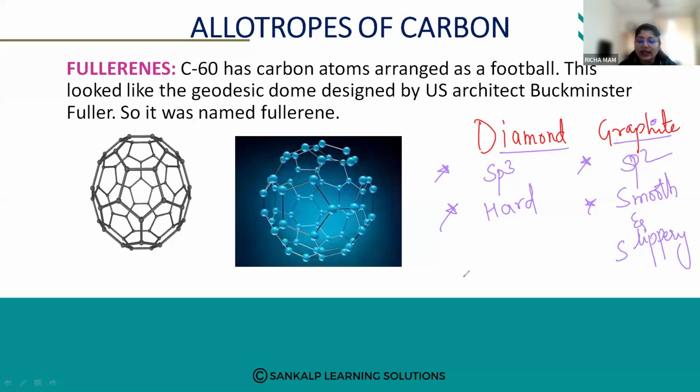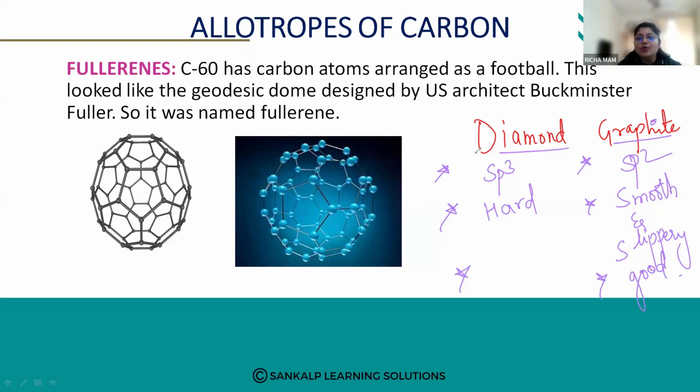And when you see diamond, diamond is unlike graphite. Graphite is a very good conductor of heat and electricity, but diamond is not a good conductor of heat and electricity. So these are some of the differences between diamond and graphite. Please remember this, very important.